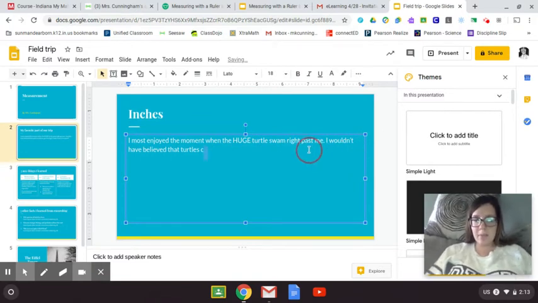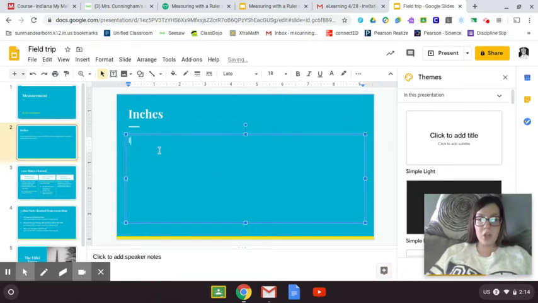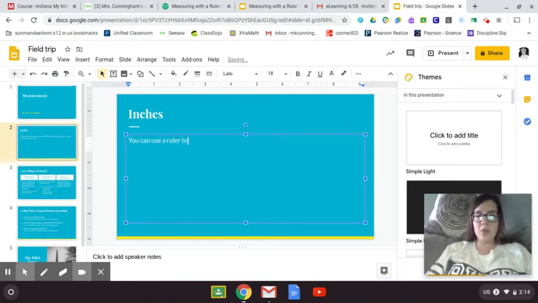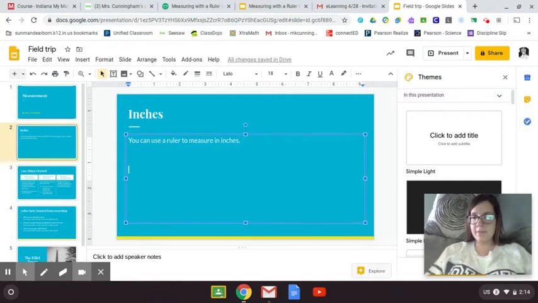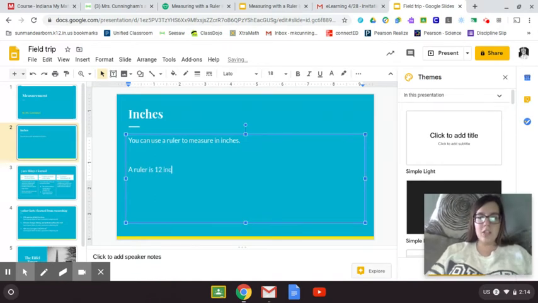This keeps freezing up on me. Hang on a second, guys. All right. You can use a ruler to measure in inches. How many inches is a ruler, guys? 12. A ruler is 12 inches.